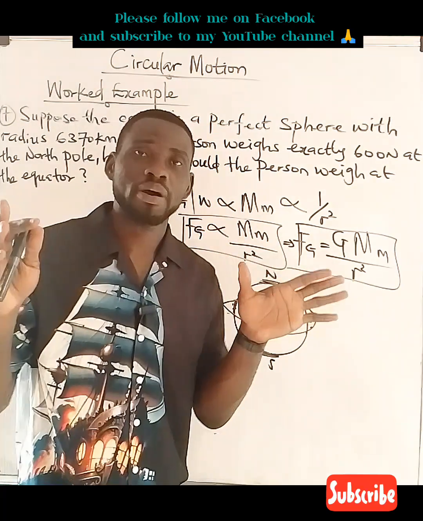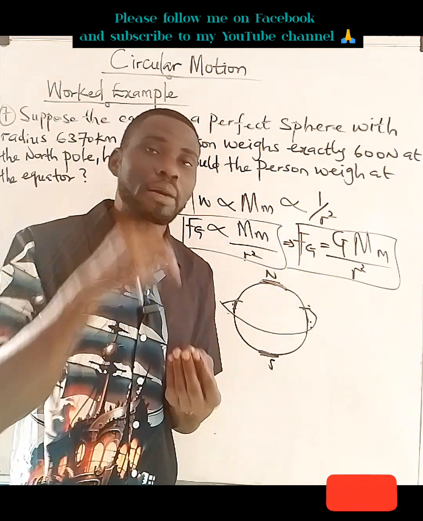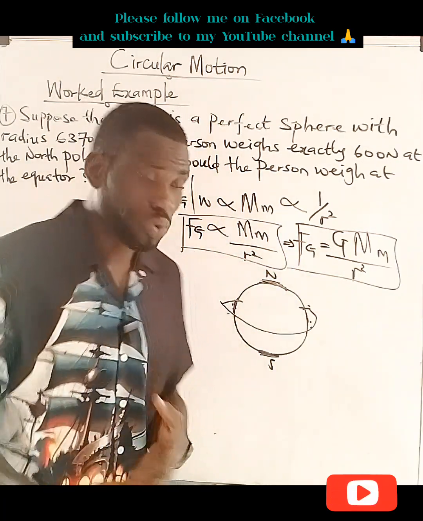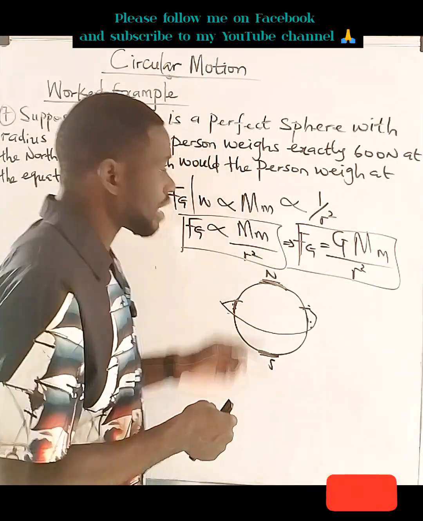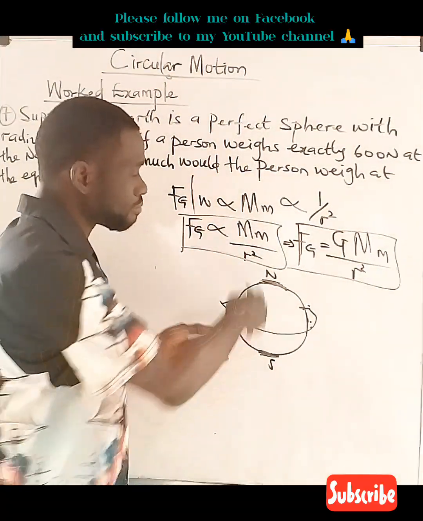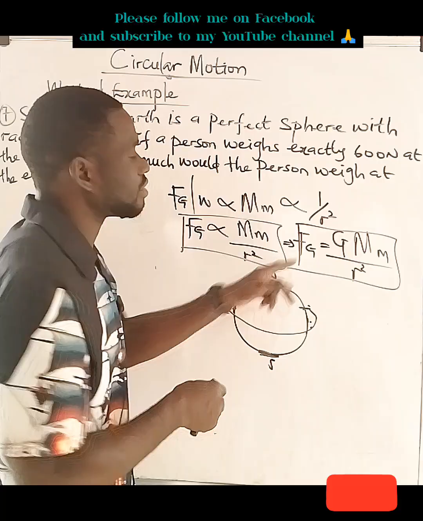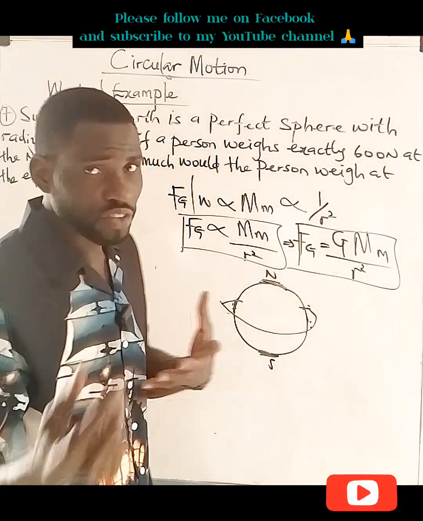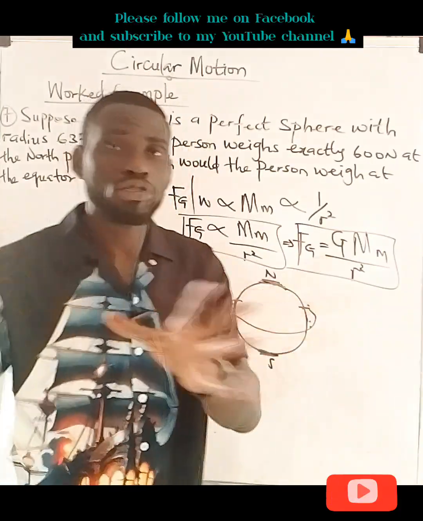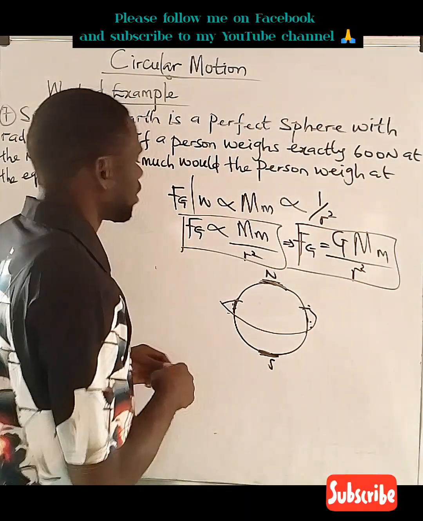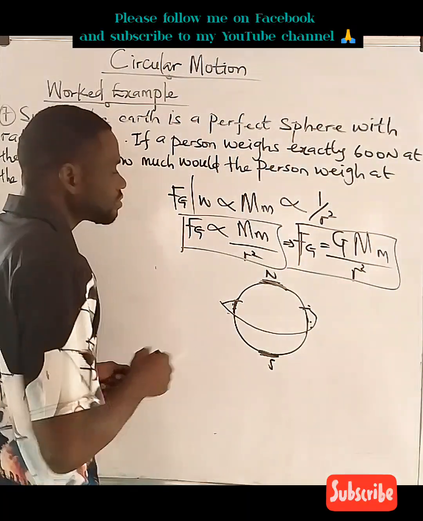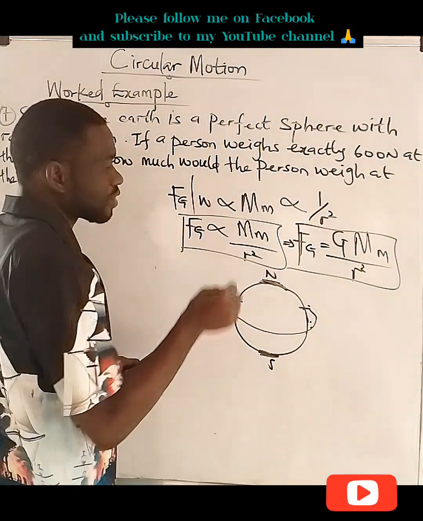Unlike other stuff we discussed, which brings about different kinds of centripetal force, here what brings about the centripetal force, that is the force that keeps a body moving in a circular path, is simply the force of gravity, which is a result of the attraction between the masses of those two bodies.